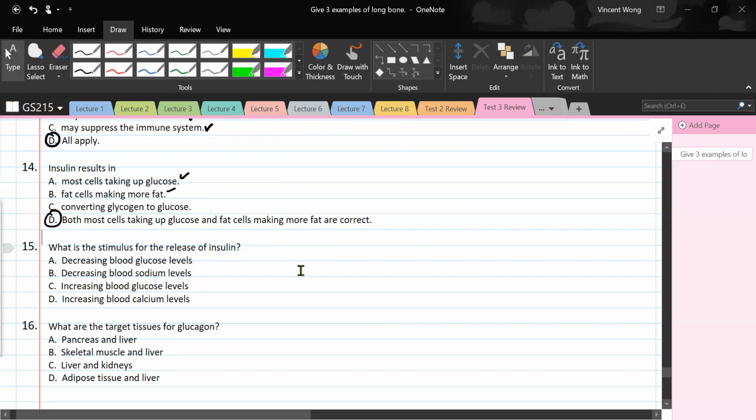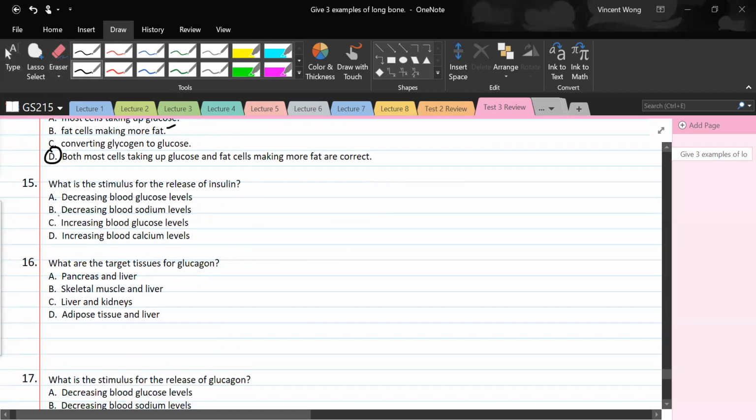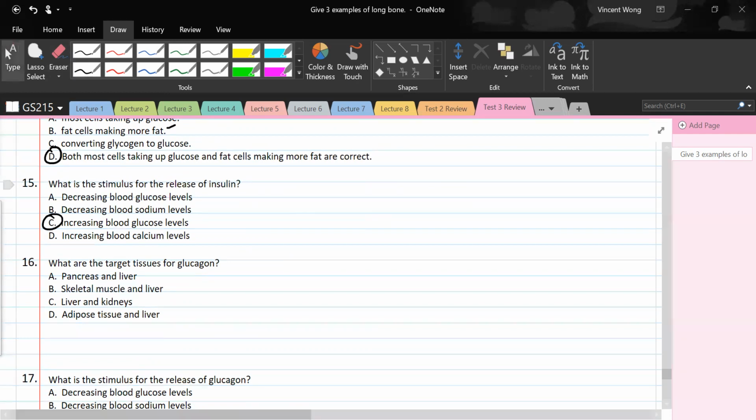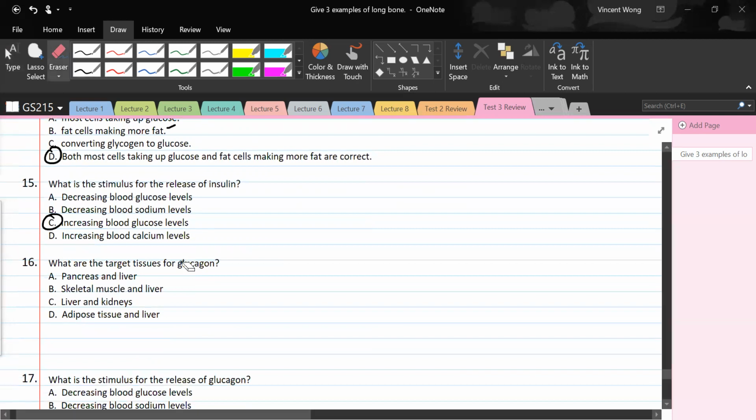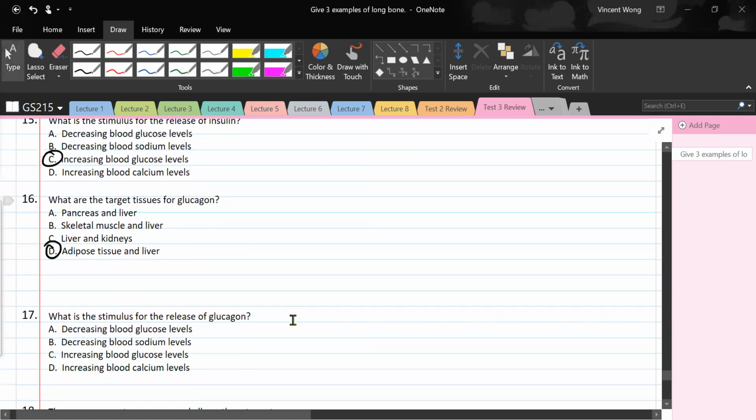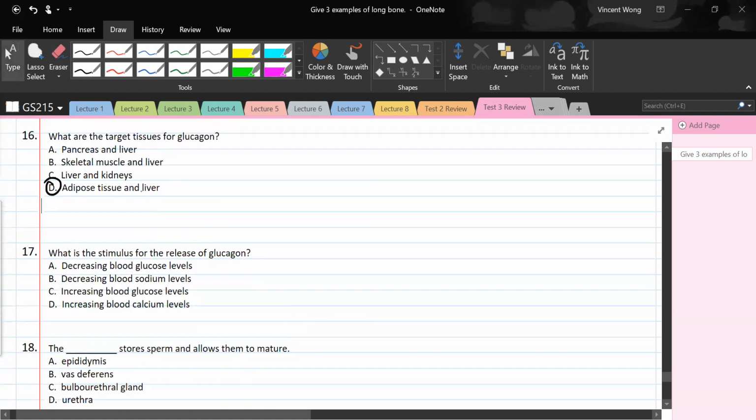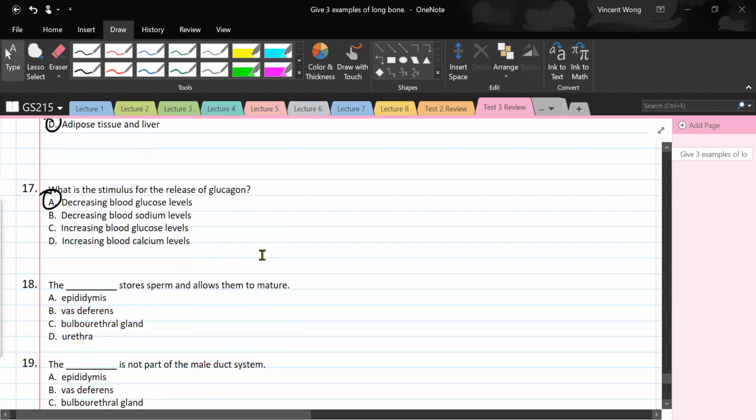Okay, we're almost there. What is the stimulus for releasing insulin? If you have high blood glucose after a meal, right? Target tissues for glucagon. We're going to target the adipose tissue and the liver. What is the stimulus for the release of glucagon? That is when you have a decrease in blood glucose level. There we go. When you are fasting, when you're skipping a meal.